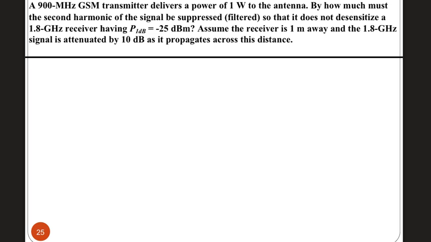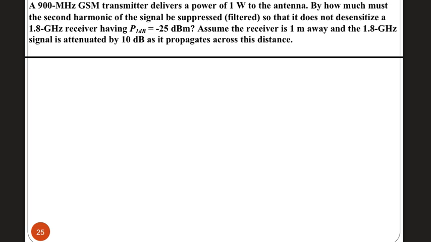By how much must the second harmonic of that 900 megahertz user be suppressed? The fundamental of that user is at 900, but because of nonlinearities in that system, it might also have a second harmonic. How much do you need to reduce its amplitude, so that it does not desensitize another user at 1.8 gigahertz? The second harmonic's location is going to be at 1.8.